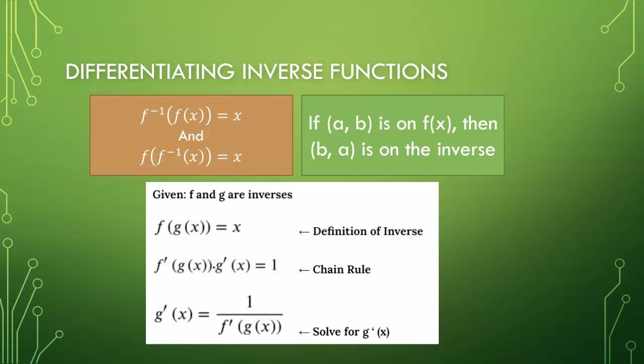And so what this means in terms of letters is that if a comma b is on your function, then f inverse prime of b is going to be 1 over f prime of a. So it's not at the same location, it's going to be at that corresponding location.